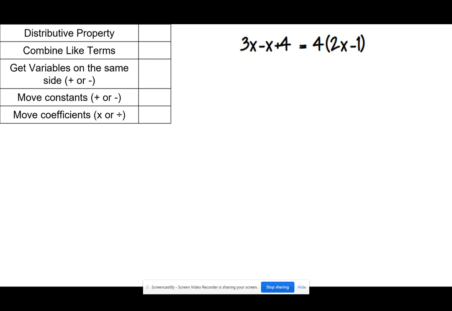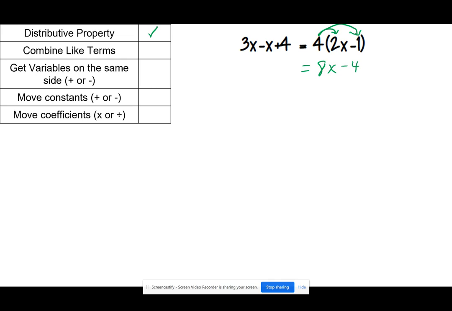All right, in this problem, again, we're going to start with the distributive property. So this time we're distributing on the right-hand side. So I need to distribute 4 times 2x. 4 times 2x is 8x. And then 4 times negative 1 is negative 4. So I've done the distributive property.